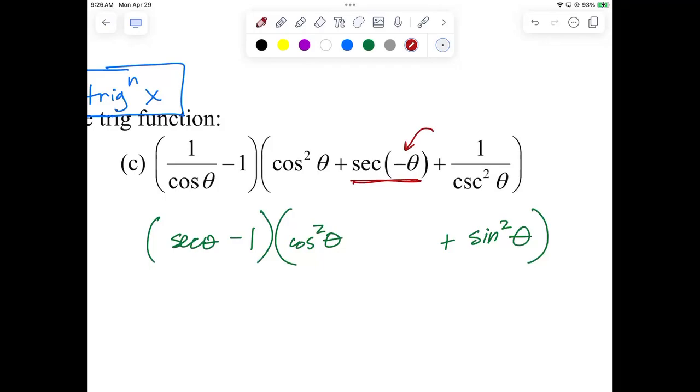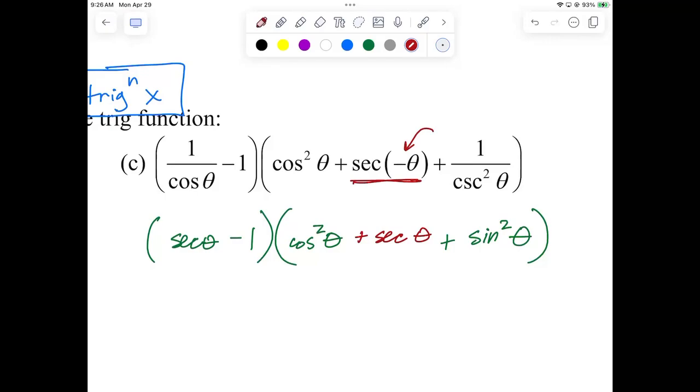I use the even-odd identities, right? Is secant even or odd? Do I bring it out front or forget about it? I forget about it. Secant and cosine are the only two where you can forget about it. So that just becomes secant of theta. So that's all I did on the first step. I wrote the two fractions using the reciprocal identity, and I used the even-odd identity on that middle term in the second factor.